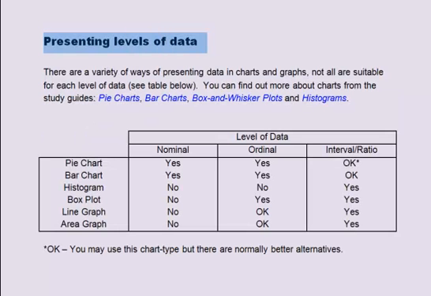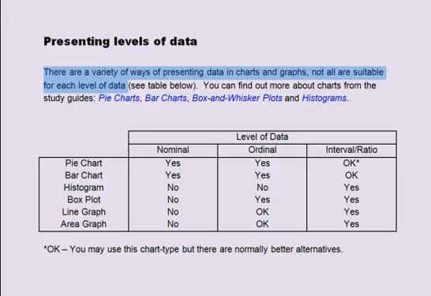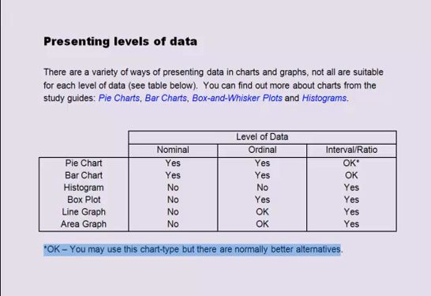Presenting levels of data. There are a variety of ways of presenting data in charts and graphs. Not all are suitable for each level of data. See table below. You can find out more about charts from the study guides, pie charts, bar charts, box and whisker plots, and histograms. In the following table, OK means you may use this chart type, but there are normally better alternatives. Pie chart. Nominal, yes. Ordinal, yes. Interval ratio, OK.